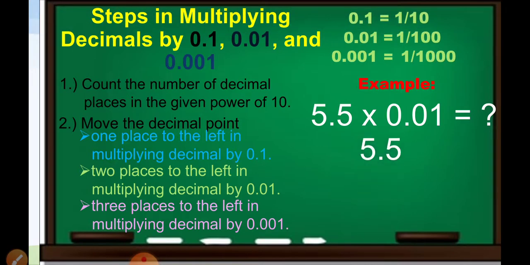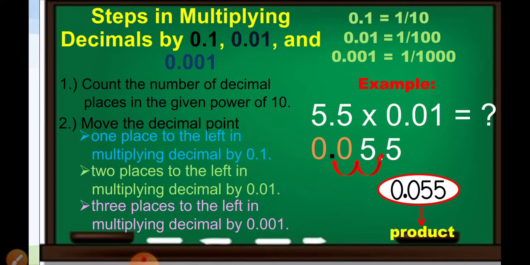So let us write 5.5, and we will move the decimal point to the left 2 times. So let's move 1 and 2. Then annex 0 in that space, and the decimal point will be transferred there, and the given decimal point will be cancelled. Then don't forget to annex 0 in the ones place, and the final answer is 0.055 or 55 thousandths. So do you understand, class?